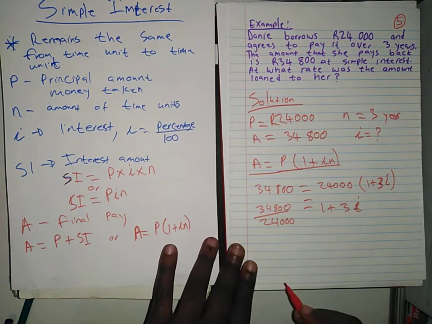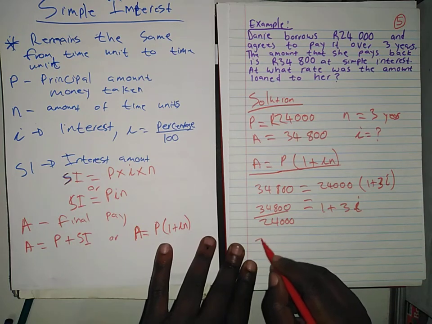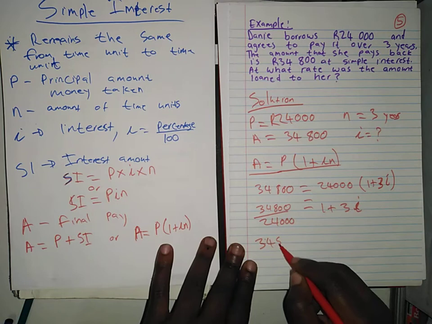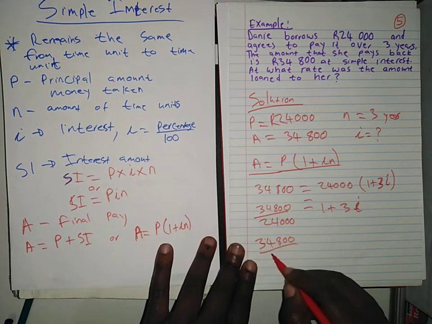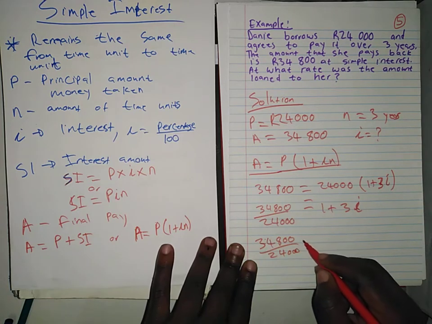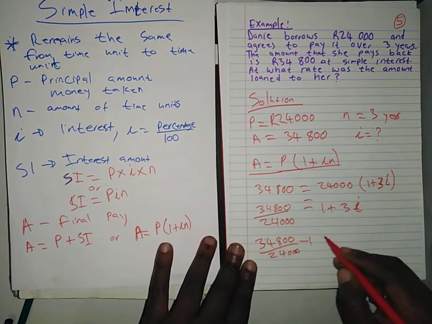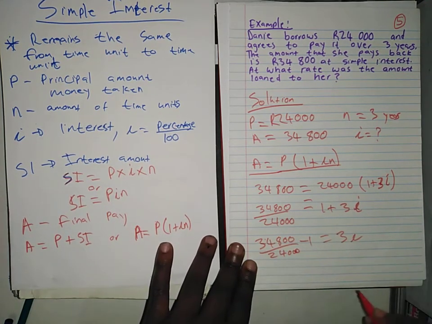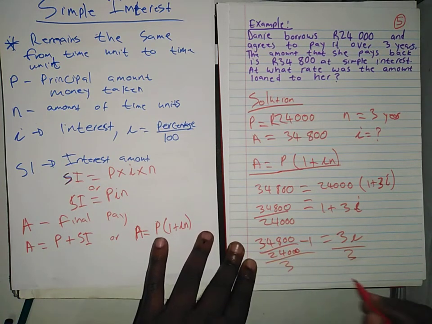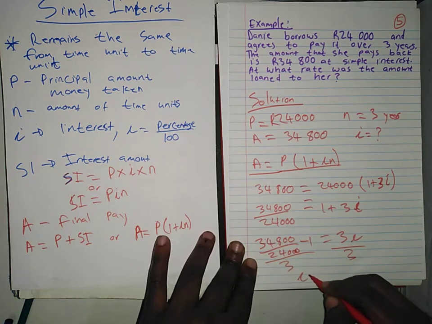And then you take this thing to this side, you're going to have 34,800 divided by 24 minus 1, because you take this one to the side, is equal to 3i. And then obviously you're going to divide by 3 both sides. Okay, now what do we get is i.